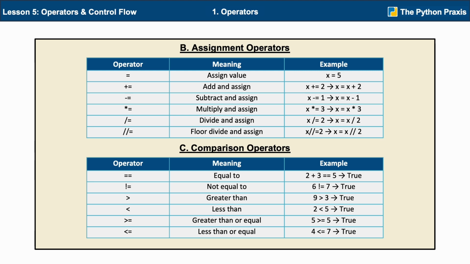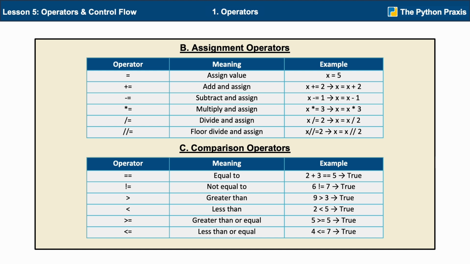The minus equals operator subtracts and assigns. Here, x minus equals 1 is the same as x equals x minus 1. This shortcut decreases the value of variable x by subtracting 1 from it. The star equals operator multiplies and assigns, so x star equals 3 is the same as x equals x star 3. In this case, this assignment operator multiplies the value of x times 3.